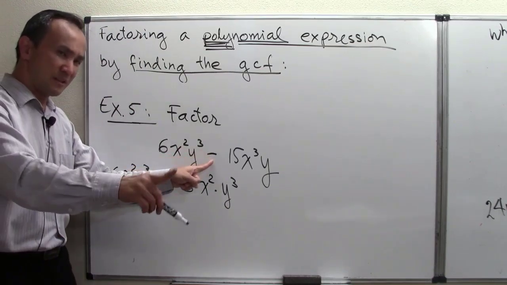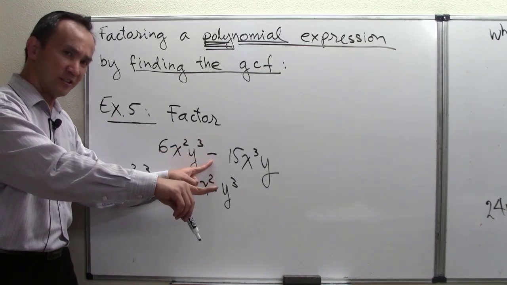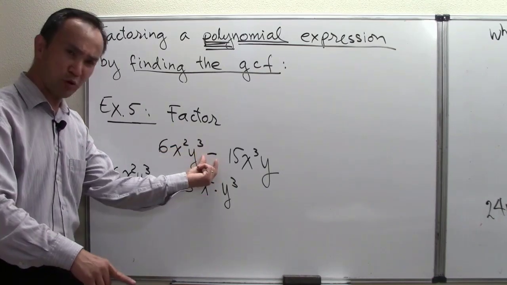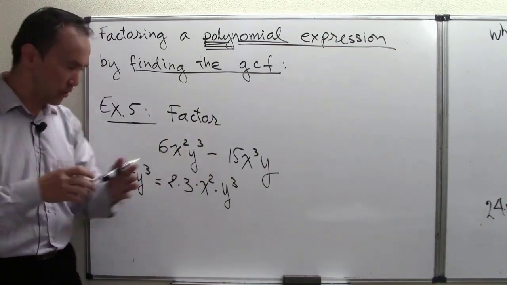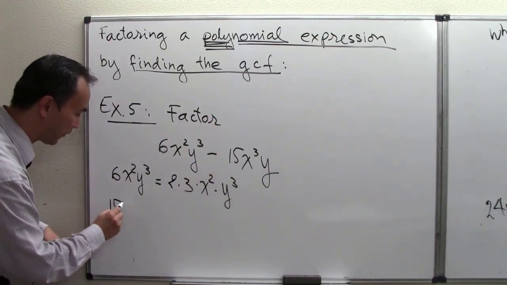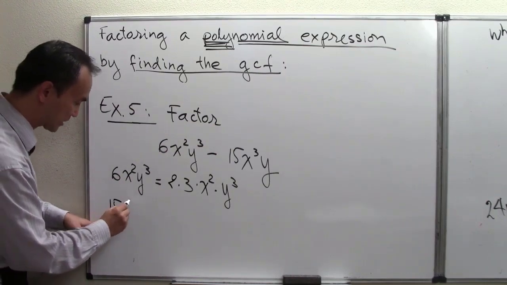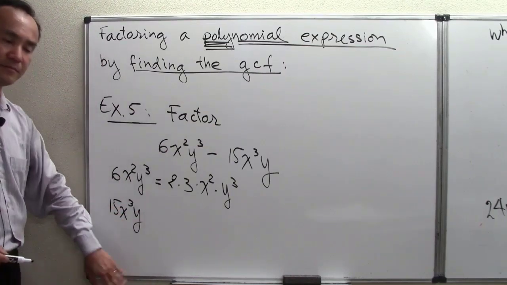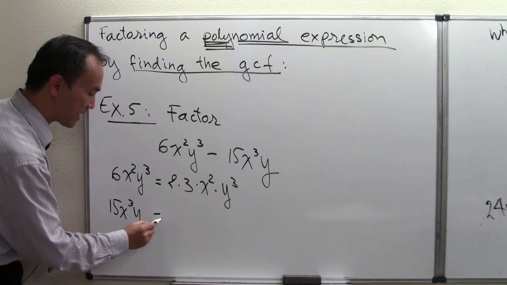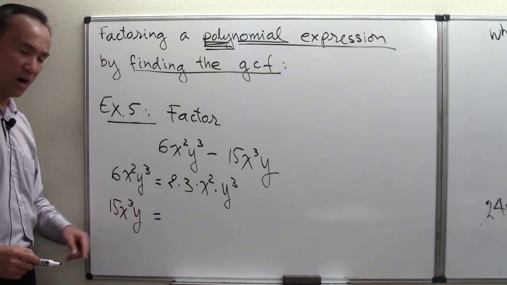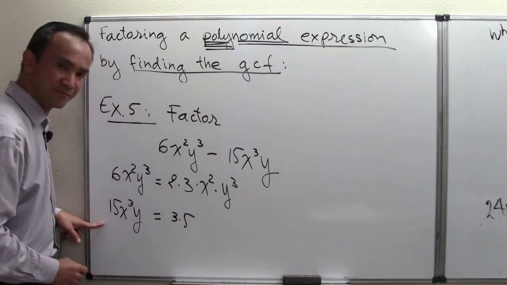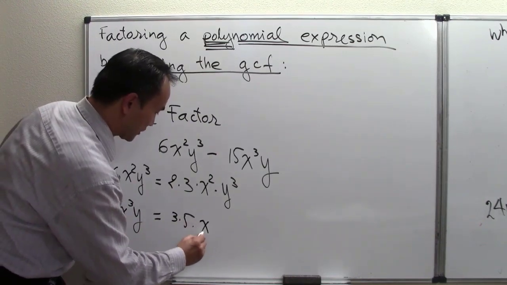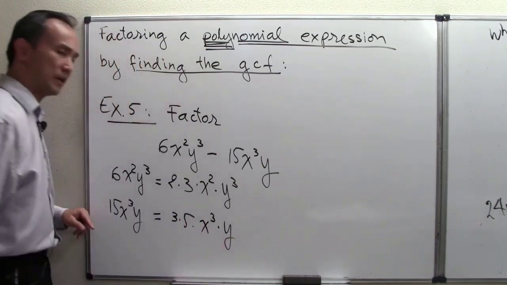We've learned a little bit from the end of example 4 earlier about what to do with the subtraction. The subtraction or addition simply serves the purpose to separate out the terms. So in the end, I just need to simply focus on the other term, 15x cubed y. Let's find the prime factors for 15x cubed y. Here I'm looking at 3 times 5 times x cubed times y.